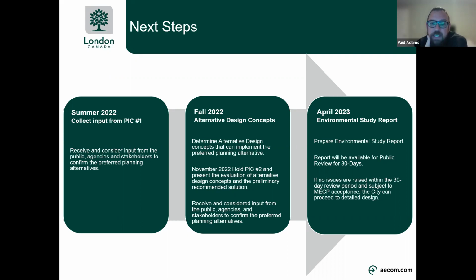And again, we'll hold the PIC and we'll receive and consider any input from the public, agencies and stakeholders, again, to confirm the preferred planning and design alternatives. From that point, we'll move on to writing the environmental study report. Once that study report is prepared, we will make it available for public review for 30 days, where we can receive more comments on the report, answer any questions. And then if there are no issues or concerns raised within that 30-day period and subject to Ministry of Environment, Conservation and Parks acceptance, the city can then move on to the detailed design and then construction of the recommended project.